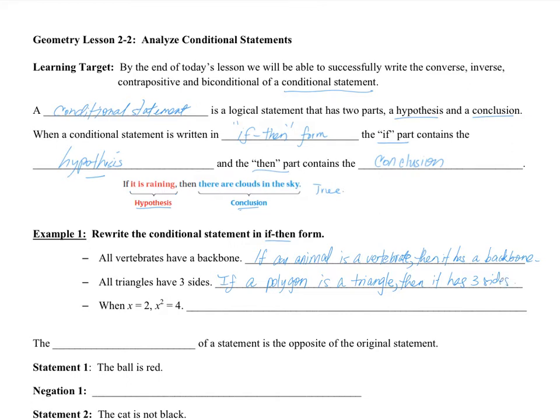Why don't you take a moment and do the third one yourself? Okay, so if x equals 2, then x squared equals 4.